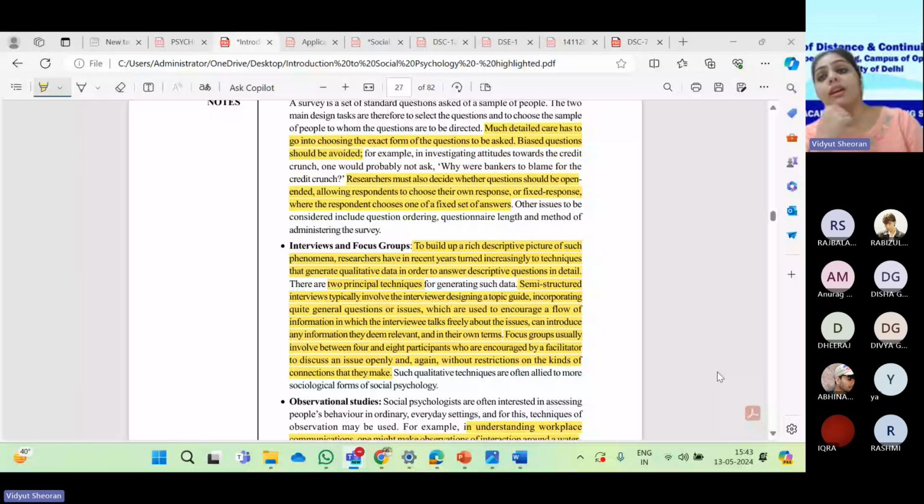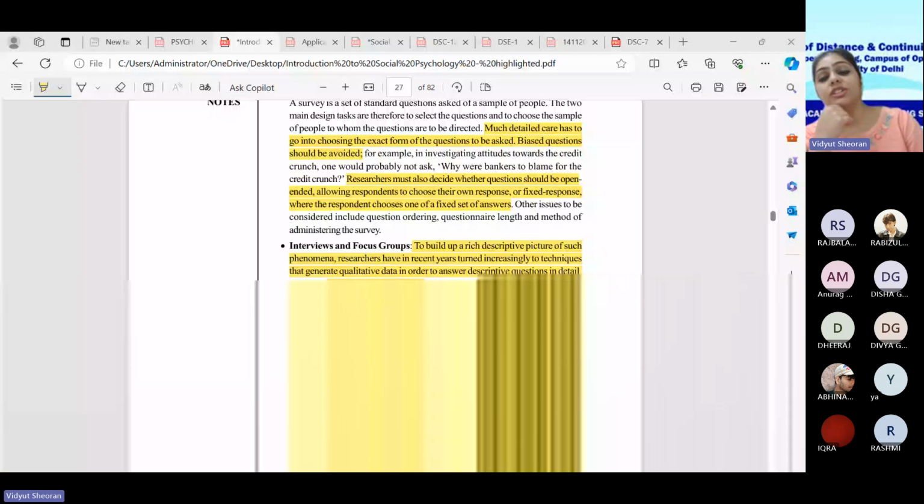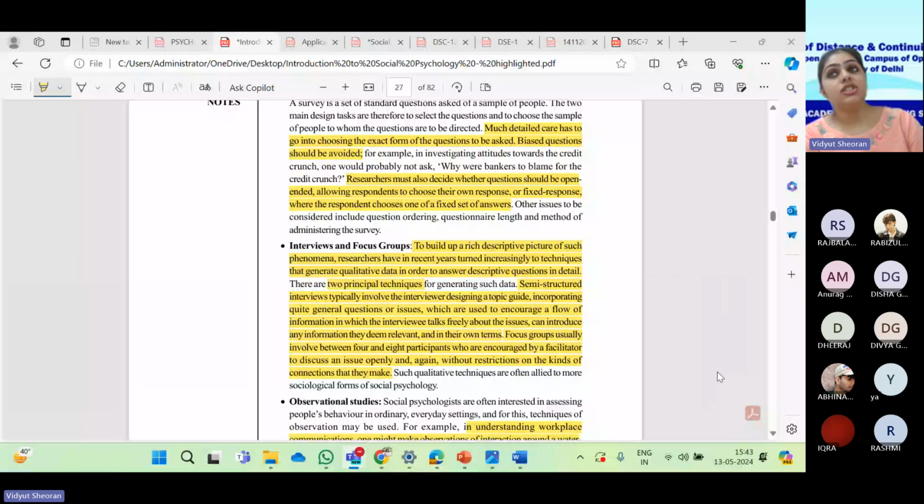Whereas in non-participant observation, the psychologist will sit away and just keep notes. So, for example, in a classroom setup, to see how children are behaving, a psychologist might sit at the cornermost seat and just see how the children are behaving.